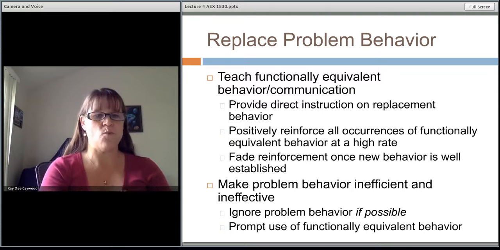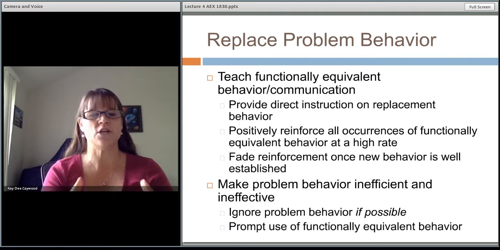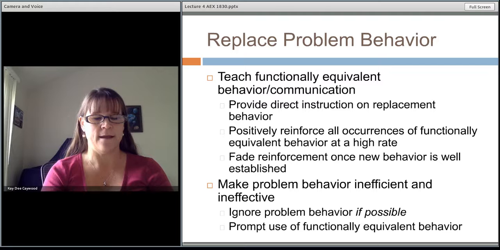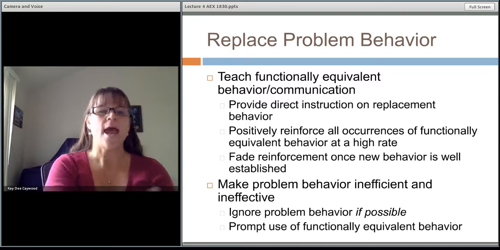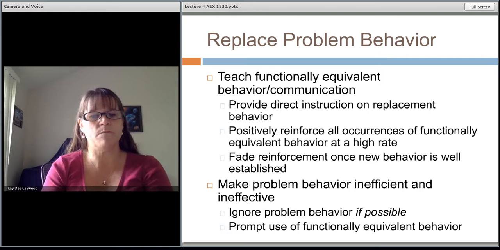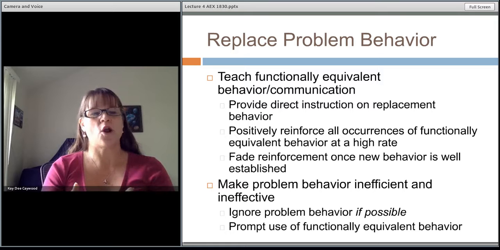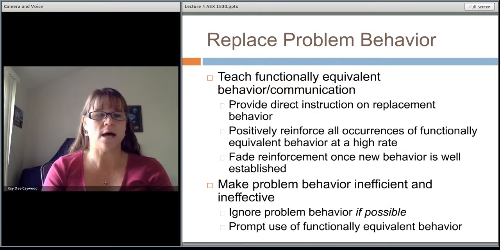The other thing that you want to do is you want to make sure that that problem behavior is inefficient and ineffective. Usually, individuals are engaging in that problem behavior because they've learned that it's a very efficient and effective way to get what they need. So, you want to make it so that they have a better way to get what they need. And at the same time, you want to make that problem behavior inefficient and ineffective. If it's possible to ignore that problem behavior, you can. Not all problem behavior, particularly high rates of aggression, is possible to ignore.